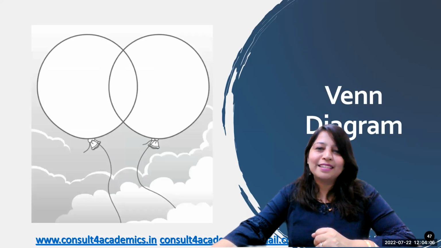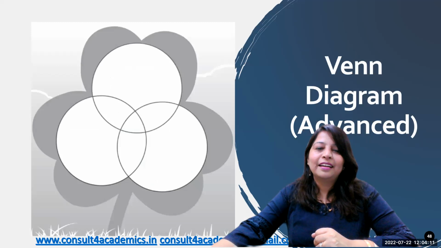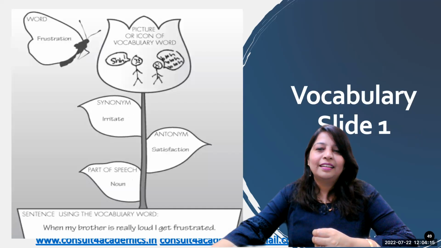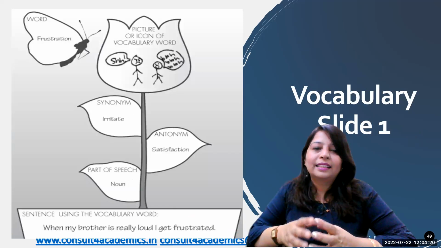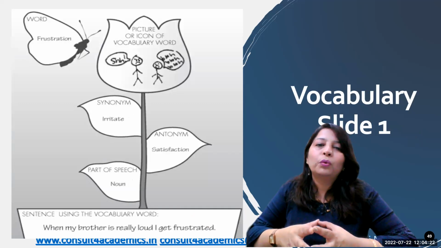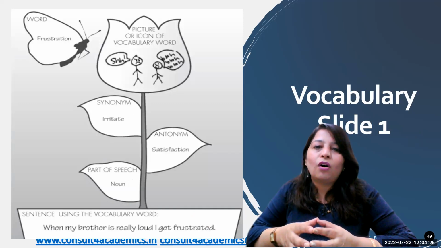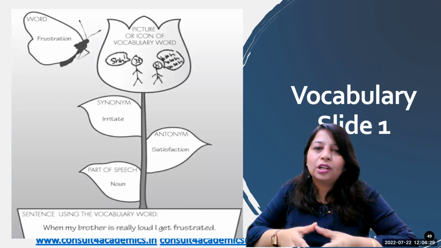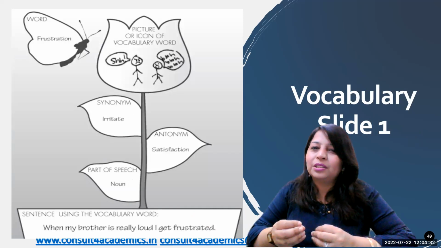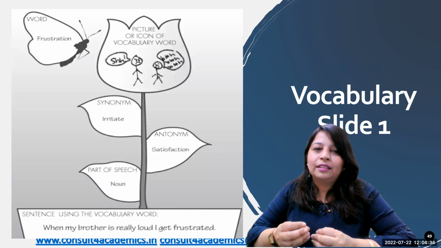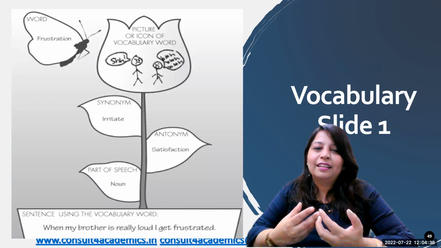And this is a Venn diagram. Balloons here are there. That is another kind of Venn diagram, advanced. Now, here it is vocabulary. Vocabulary, you see one example is given over here, the word. Picture or the icon. Frustration is the word. Picture or the icon, see, emojis you can share. The line pictures drawn over here, we can easily identify they are frustrated.